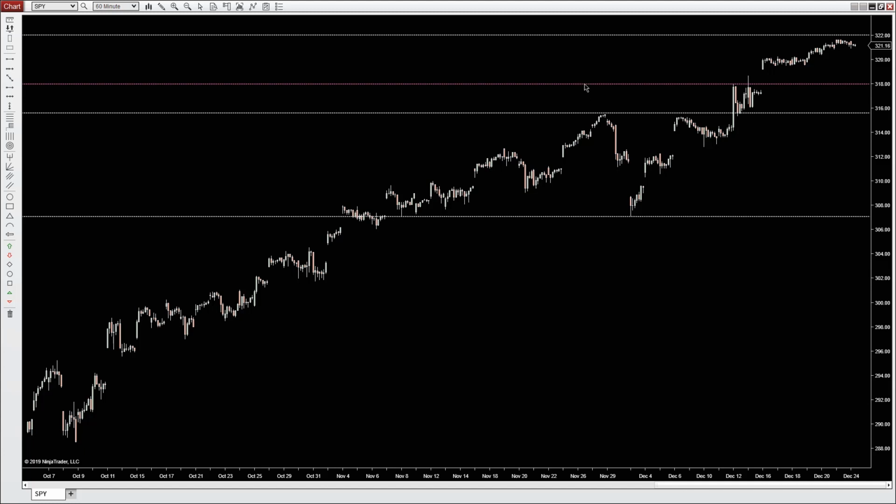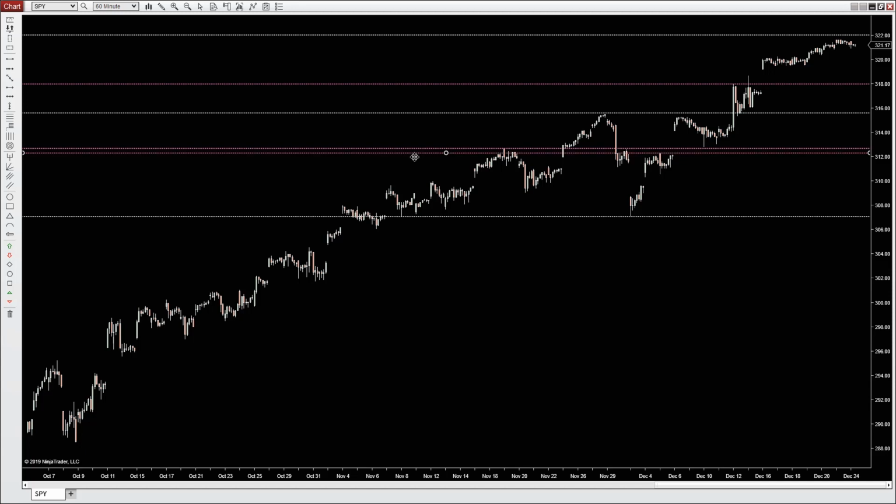As a matter of fact, let's copy and paste this level. All right, you can see it was respected there. You can see it almost came back down and respected it again, just a couple of ticks off. As a matter of fact, we'll move this up to capture this breakout level. This looks a lot better, and it's a little bit closer to these lows here.